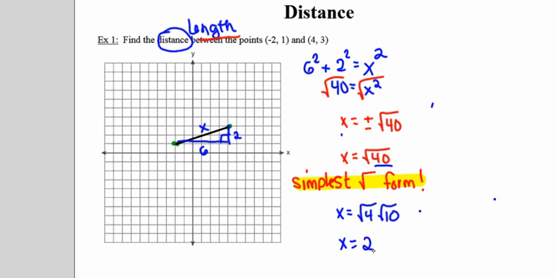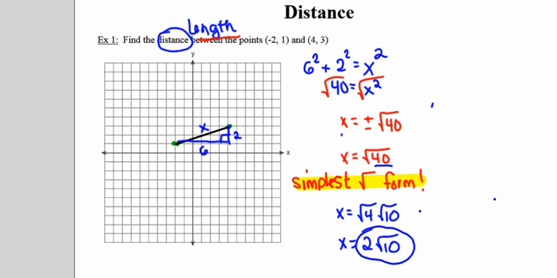So the square root of 4 is 2. Square root of 10 is not a perfect square, and we can't take its square root, so it just kind of comes along for the ride. And therefore, the distance between those 2 points, or the length of that line segment, is 2 square roots of 10. Now, we did that very nicely by drawing a picture and doing the Pythagorean theorem.